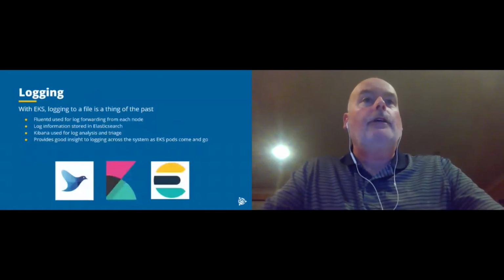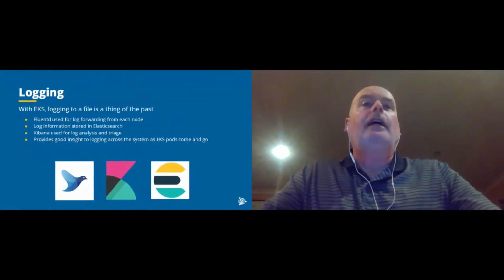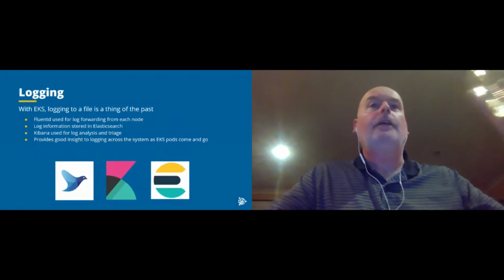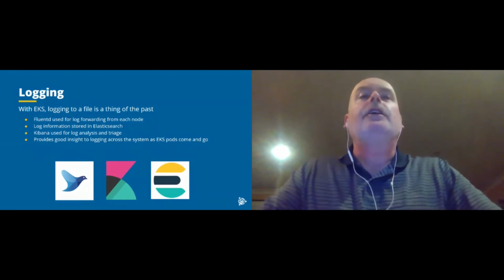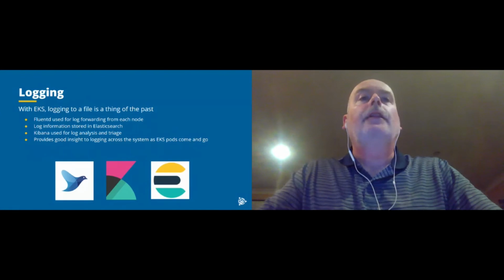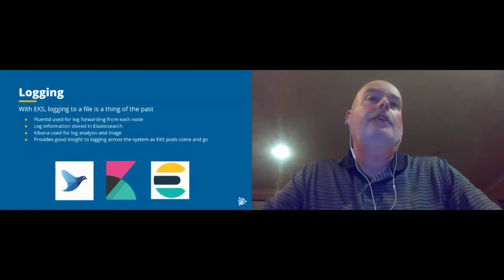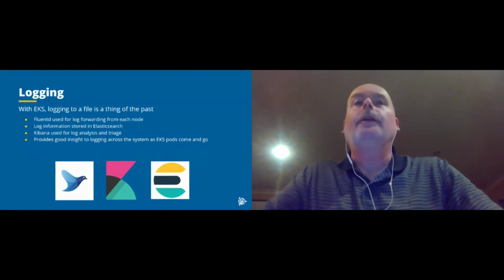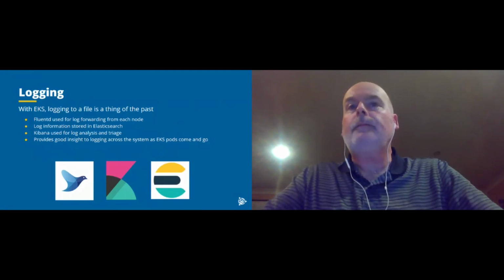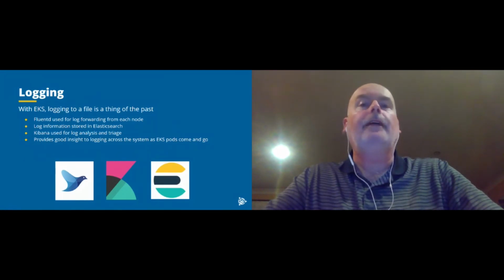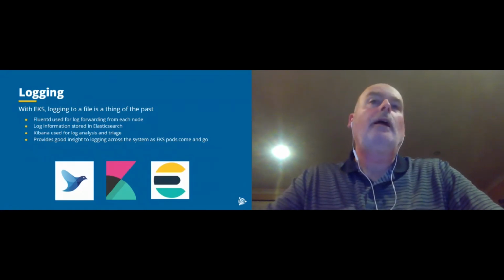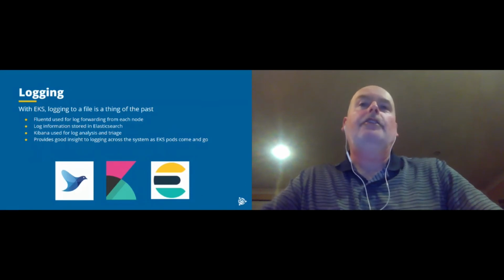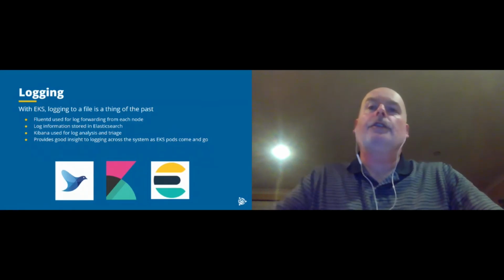As far as logging goes, because we use EKS and containerized solutions, it's very difficult to tail a file. Logging to a file is really a thing of the past. We use FluentD as a daemon set deployed onto our EKS clusters. That forwards log information to Elasticsearch, and Kibana is the tool that we use for log analysis and triage, which is pretty effective actually, especially when you consider that as Kubernetes pods come and go, Kibana gives you continuous insight into the logging out of those services.